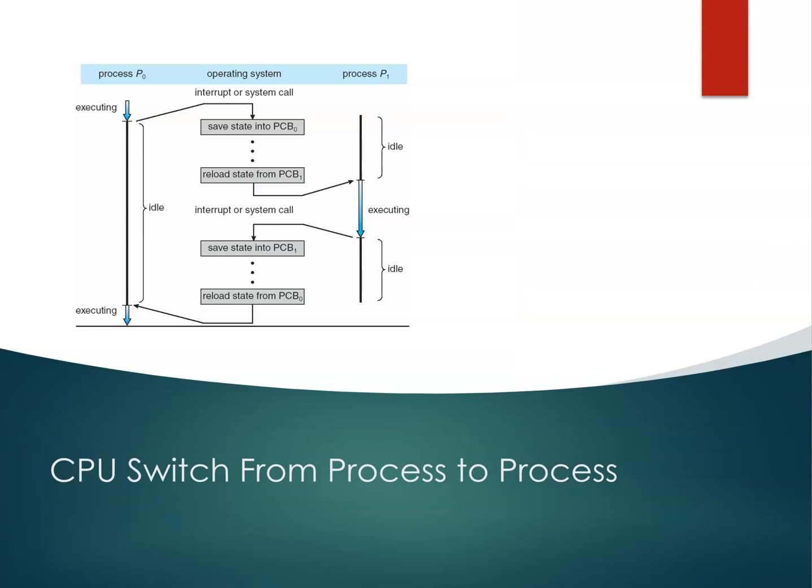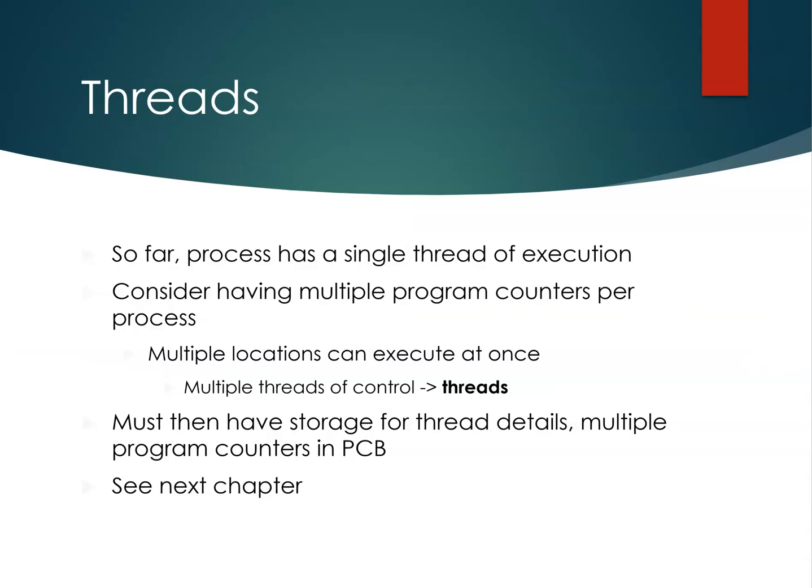There's an interrupt or a system call. We save the state into the PCB. When we're switching processes, we reload the state from the PCB of process 1. If an interrupt or system call happens, we then save the state of process 1 into its PCB, and we reload process 0 and continue executing. And this goes on and on no matter how many processes you have.